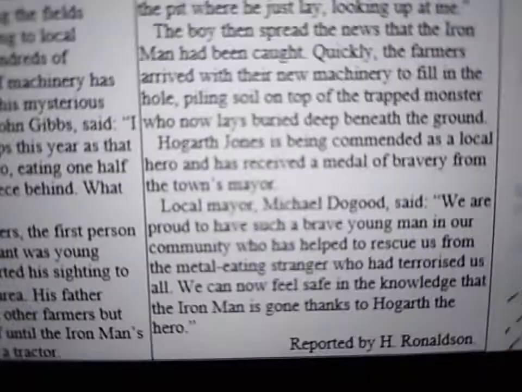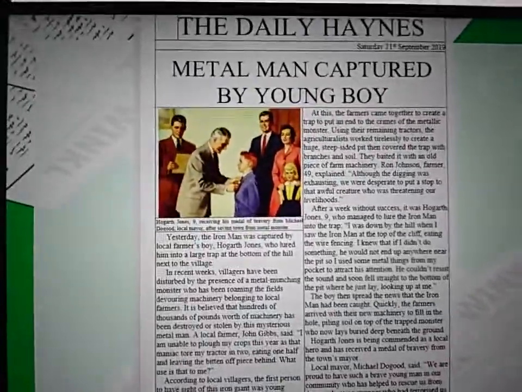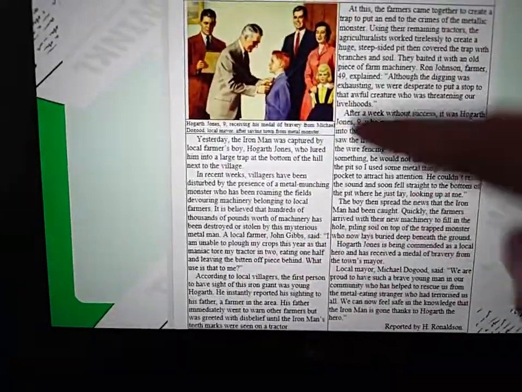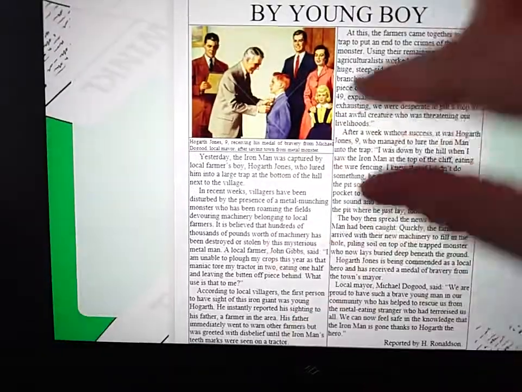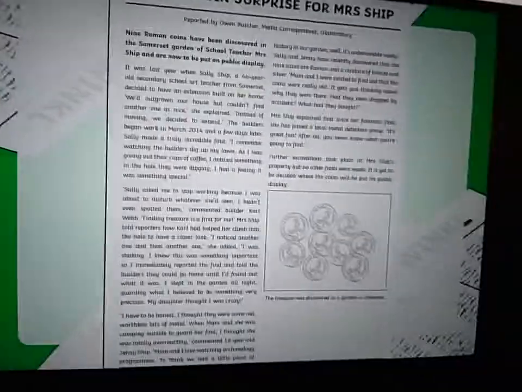Oh, I forgot about the byline. The byline this time is reported by H. Ronaldson. That's at the bottom. I don't think it matters really. It's up to you. Notice as well, in both of them, the newspapers are written in columns like that. It's not written like this. It's written in separate columns. I think we should give that a go as well. I think that looks really nice. Oh, as does this one.